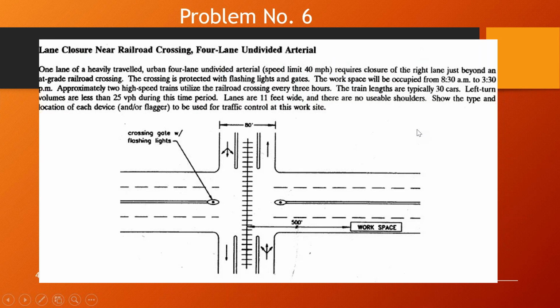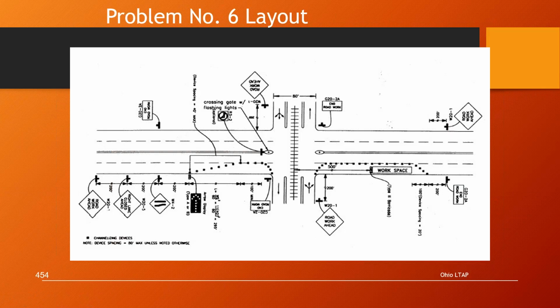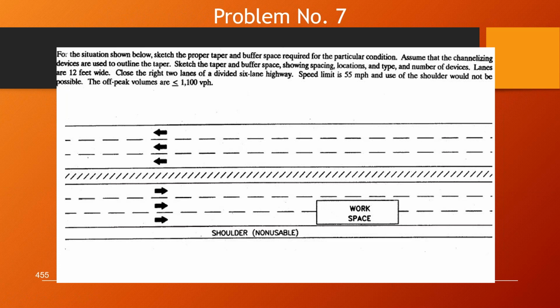All right, let's get to a good one here. So here we have a workspace. Here's a freeway problem. You see the workspace there. It takes up more than one lane, doesn't it? So we talked about the closure of multiple lanes, how to get that done. So let's see what the question says. It says, for the situation below, sketch the proper taper and buffer space required for the particular condition.